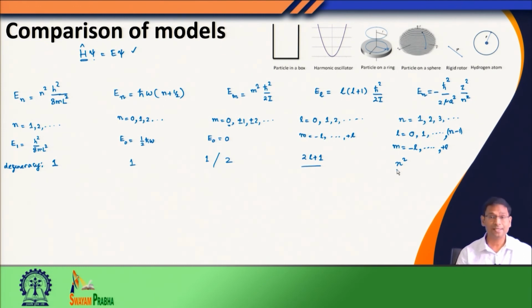Of course, this n square became 2n square when we discussed the spin of the electron. So, this n square is when we are silent about the spin. So, we are talking about the orbitals. When we talk about the spin, that means the spin orbitals are the unit functions. In that case, it can become 2n square. So, please bear this in mind. So, we see that the degree of degeneracy is an interesting function as we change our system.